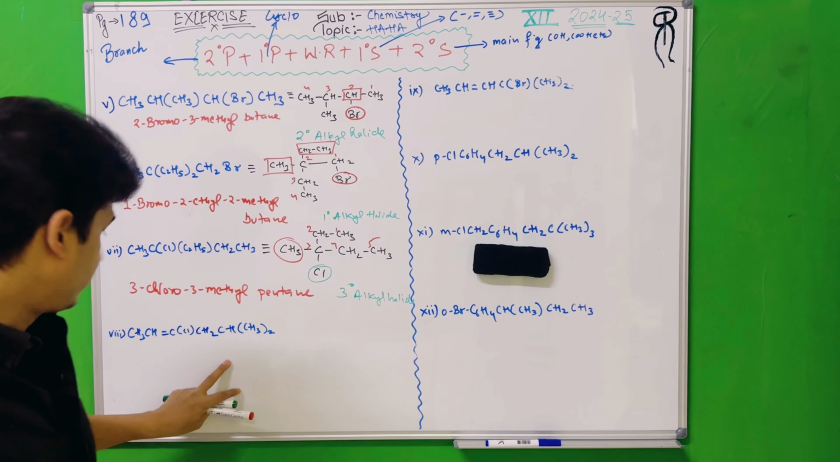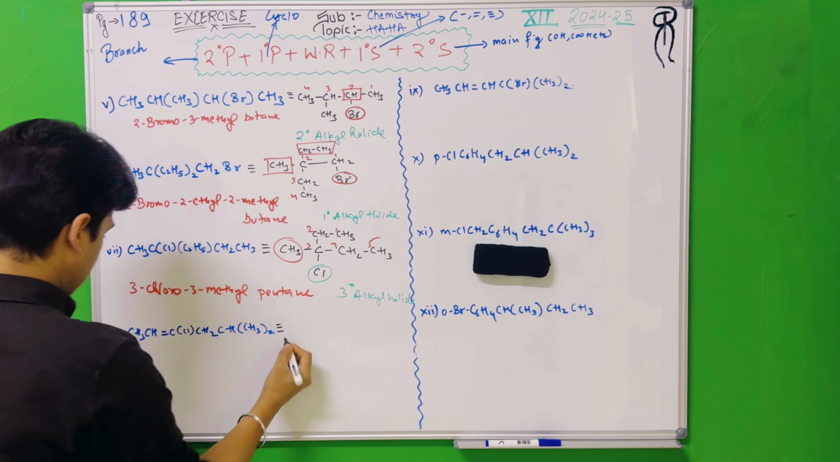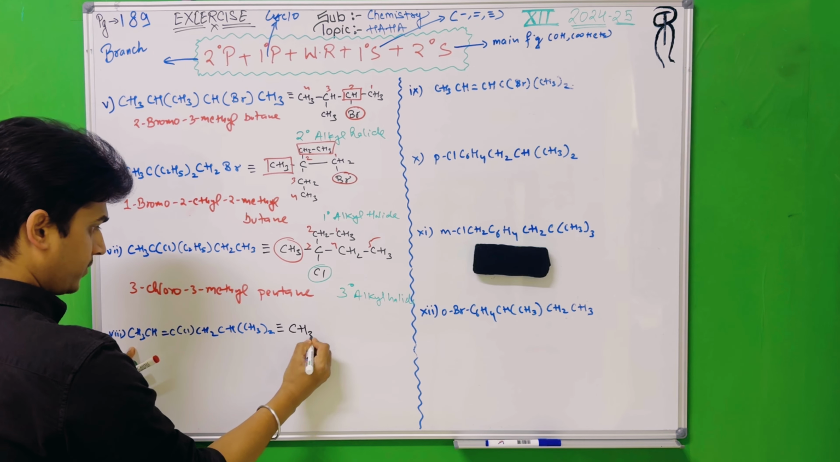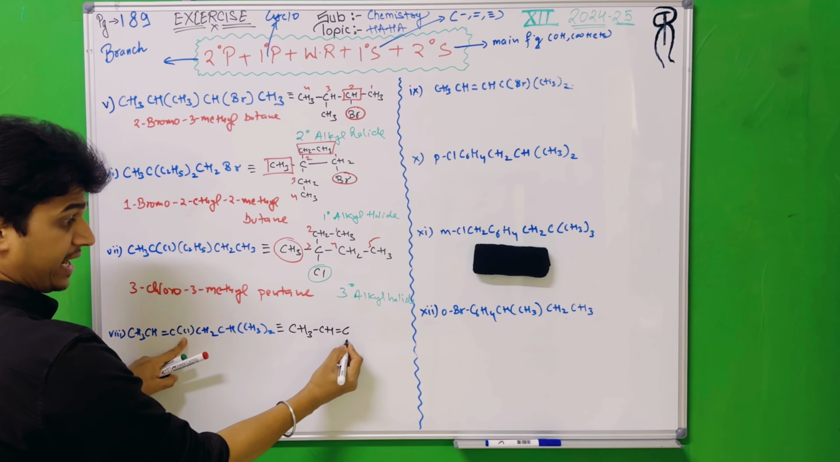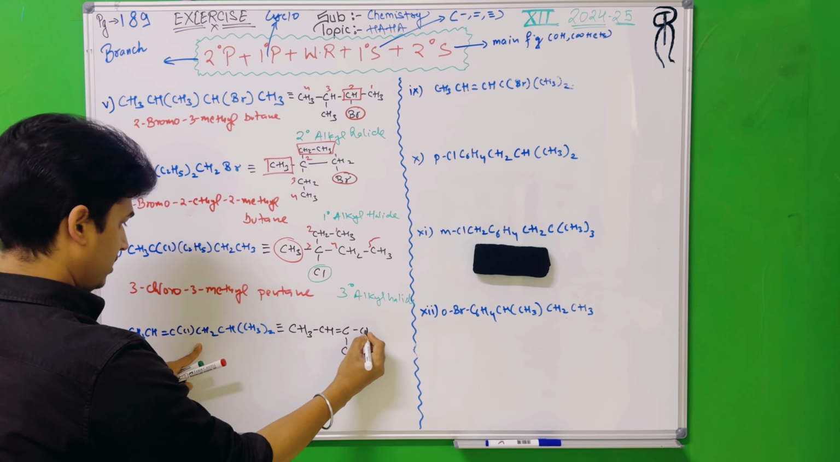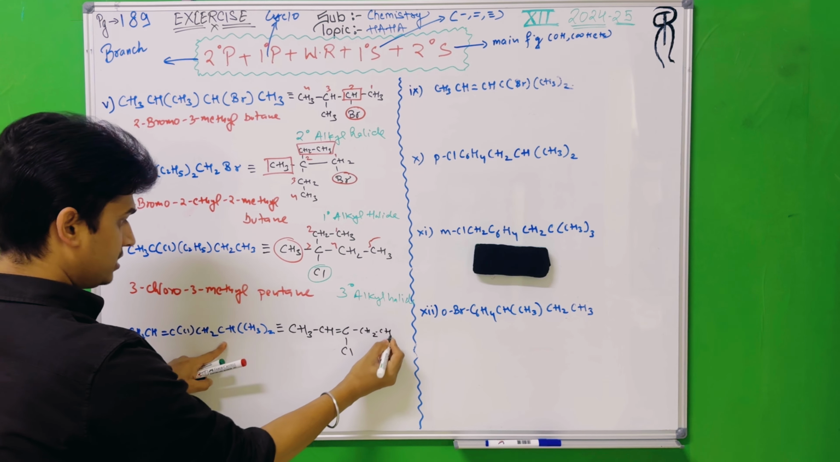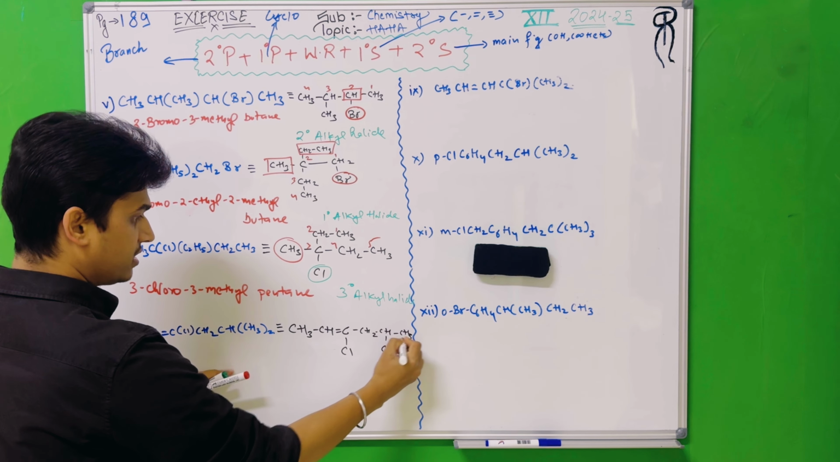Now let's solve this one. First, always try to open the structure. This structure can also be written as CH3 CH double bond C, bracket means again a branch, chlorine, CH2 CH, again 2 brackets, so a branch CH3 here, a branch CH3 here.